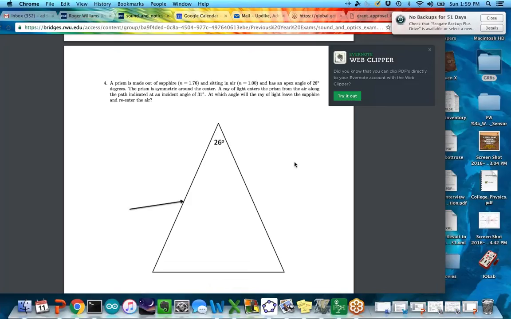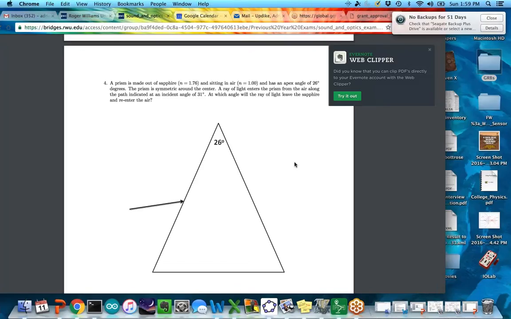All right, so this one is 31 degrees. All right, and okay, let me write down the things. So this is n equals 1.76 in here. Oh, sorry, for there, and n equals 1 out here. No, not in there.